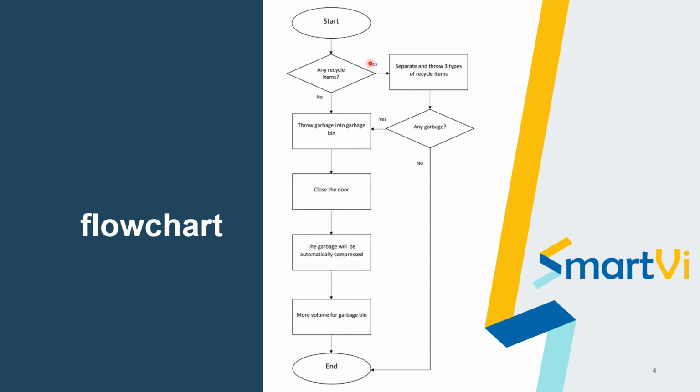For our flowchart, let's start. Is there any recycle item? Yes. So separate and throw 3 types of recycle items. Next, is there any garbage? No. Then end. Is there any garbage? Yes, so you can throw garbage into the garbage bin, and next close the door, and then the garbage will be automatically compressed, and then more volume for the garbage bin and end.